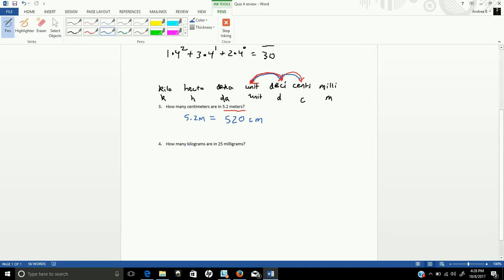And then the other one is milligrams to kilograms. In this case, the one that was given to us was the milligrams. So I'll try and change back to black here. We're starting at the milligrams this time, because that's what's given to us, and then we're going to the kilograms. So we have to move 1, 2, 3, 4, 5, 6 places to the left to go from our milligrams to the kilograms.